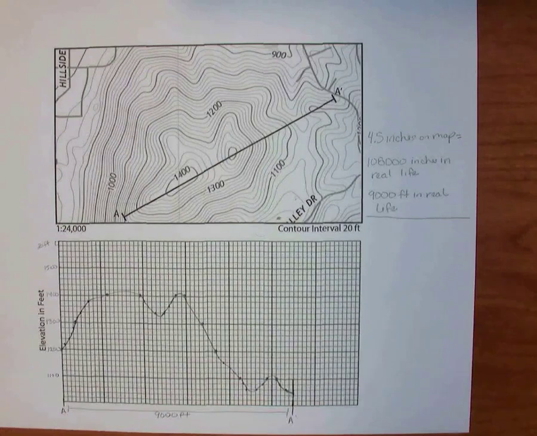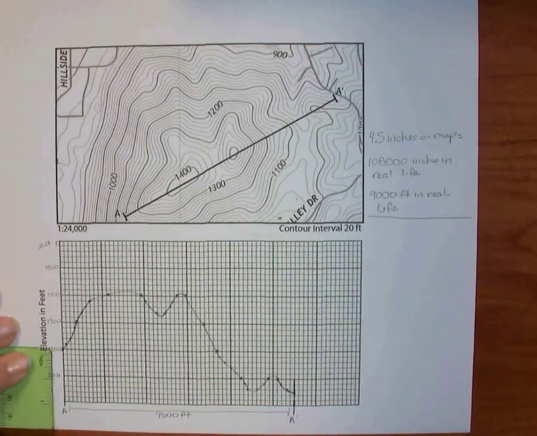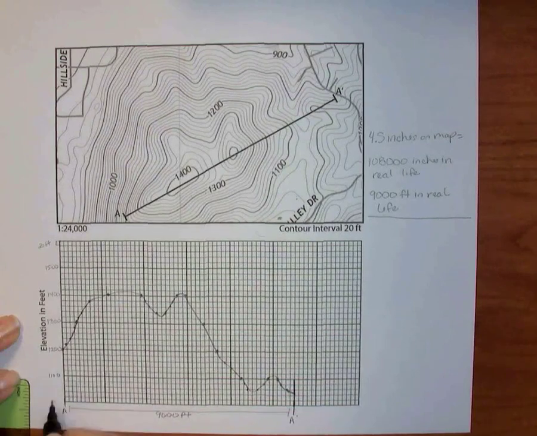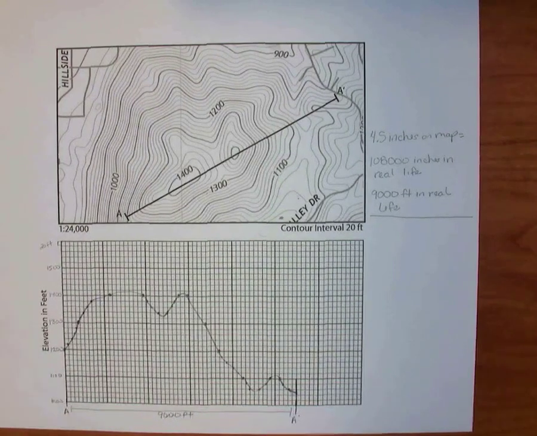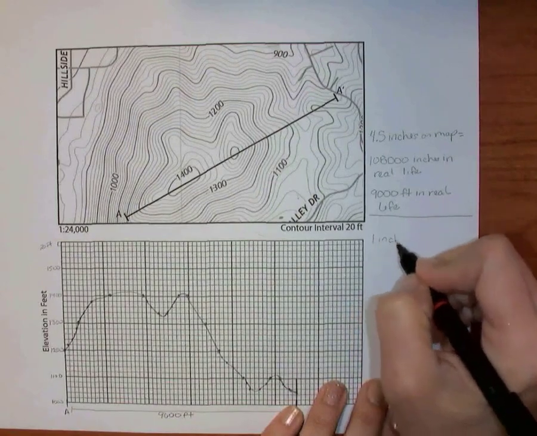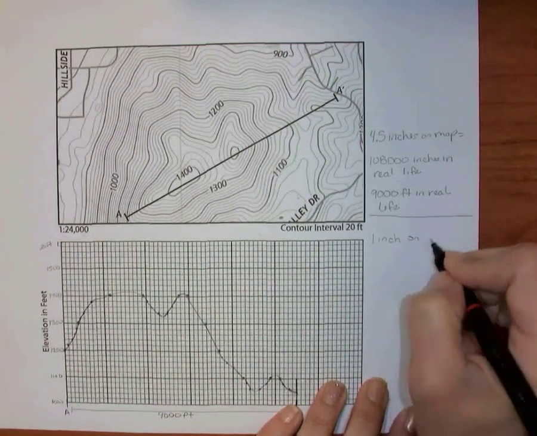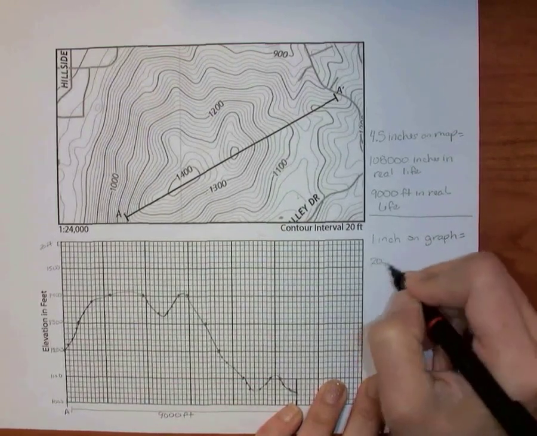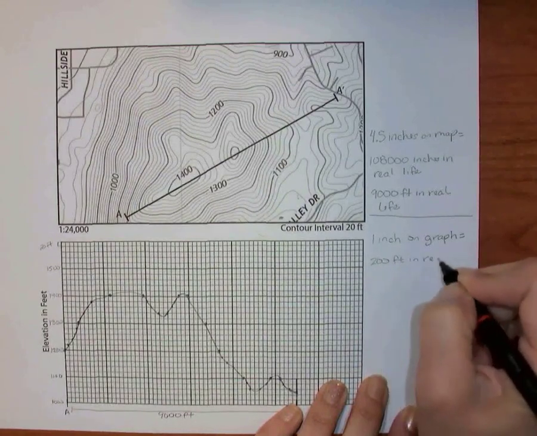All right, so let's take a look at what's happening vertically. And if we were to measure this, once again, we actually see that this is 1 inch. So 1 inch equals, this would be 1,000, right? Because each of these is 100. So 1 inch vertically is going to equal 200 feet. So 1 inch on graph equals 200 feet in real life.